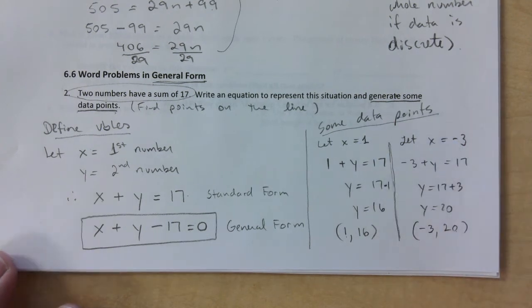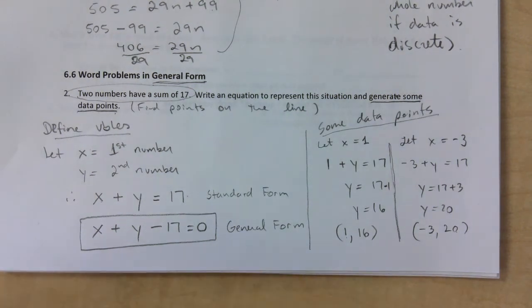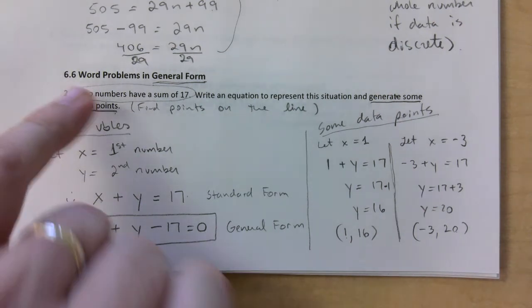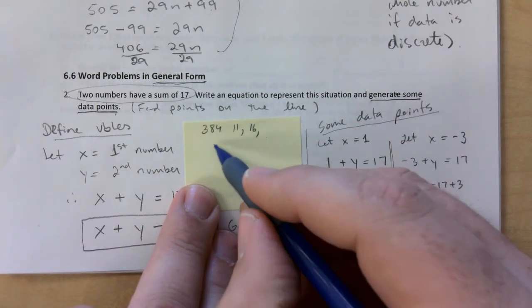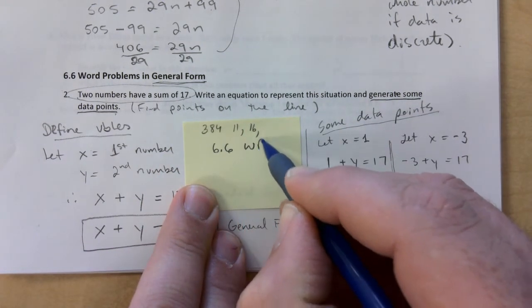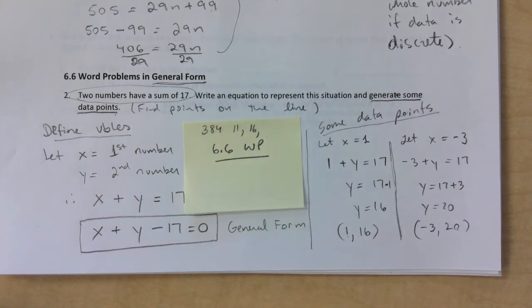You have to watch out, you can't always do negatives, okay? You'll see next example. Oh boy, time is. Can you just write down the homework that would be associated for 6.6? If you want word problems, I found two just off the bat, 384, 11, and 16.